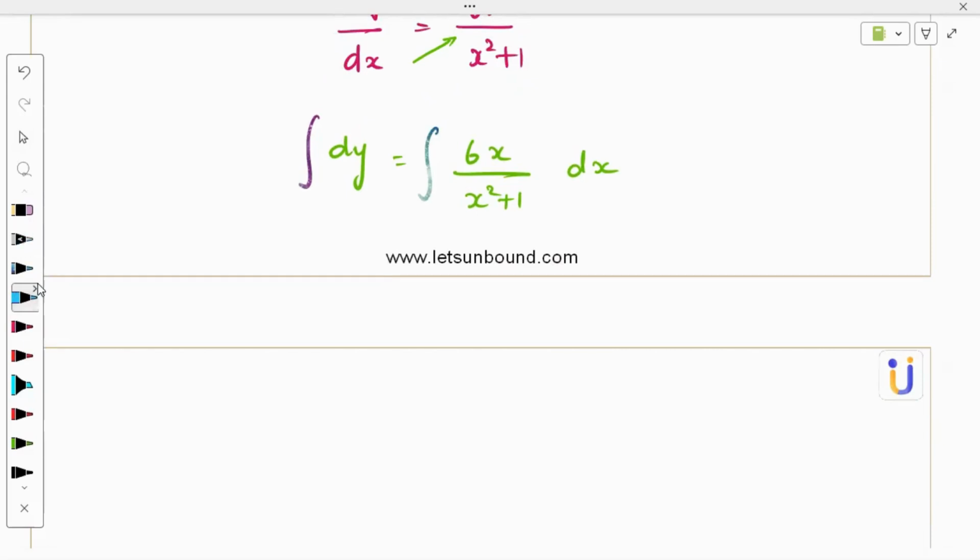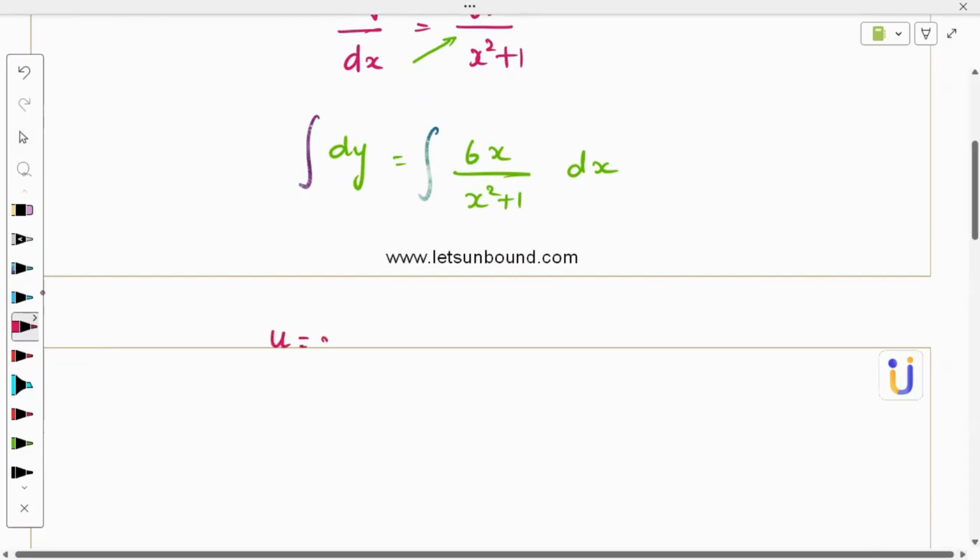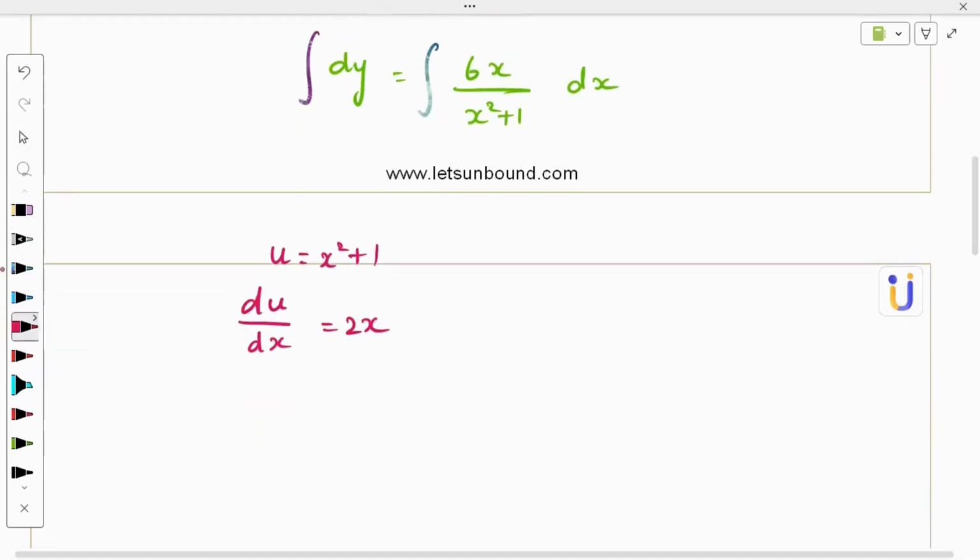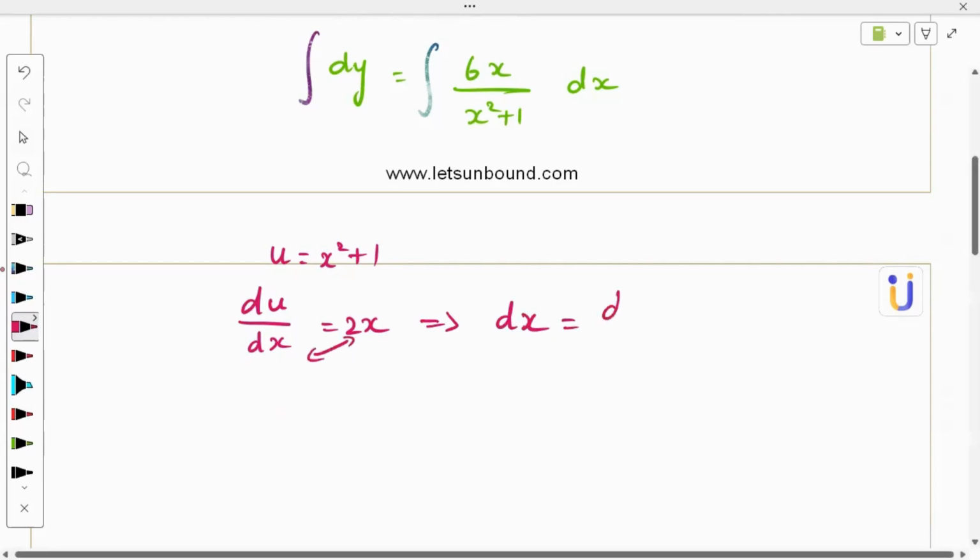So let's apply the first technique, the substitution method. The denominator is the problem. Let me take u equal to x square plus 1. And what happened? du by dx is 2x, right? And the 1 will become 0. So from this, I can write my dx as du by 2x. So I got an expression for dx.